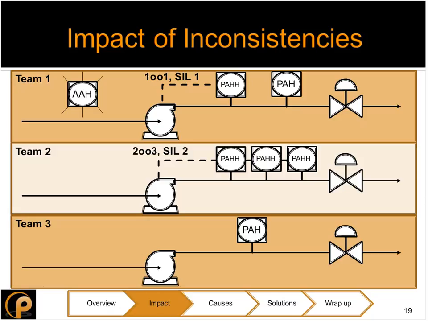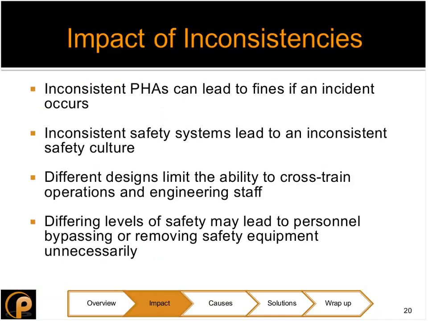And if your incident occurred at the facility with the fewest safeguards, it's going to look like you didn't care at that facility. So they're going to recommend that you should have put in a lot more based on what your other facilities are doing. Ultimately, this could lead to fines from OSHA just due to these inconsistencies.